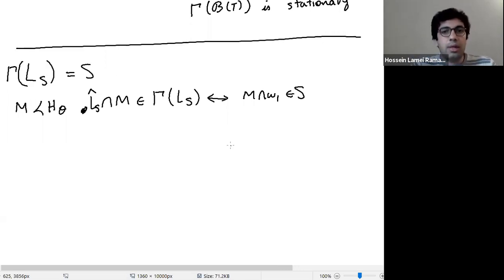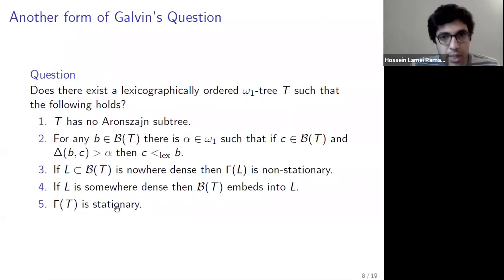So here, there's not such a gap. If you remove a few elements from S, that's going to affect gamma. But in the linear order that Galvin is asking about, some behavior like this is going to happen. There's a gap. Either gamma is the whole thing, or it's nothing. Okay.